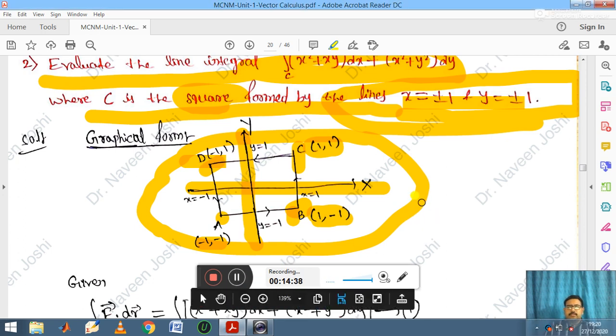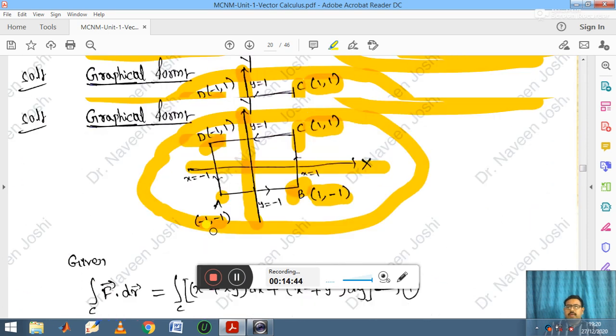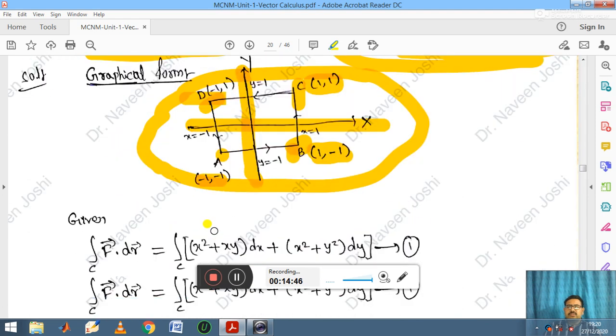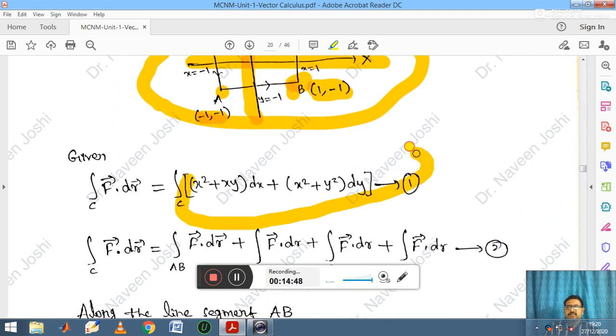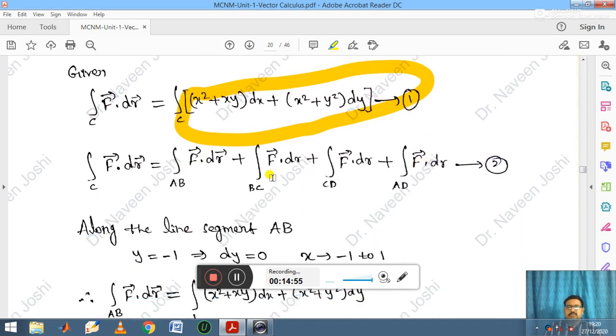Okay, let's see here. Let's use f dot dr. Okay, f dot dr means you write here the given function as it is. So f dot dr means this is the given expression. Then you break this integral into 4 parts, because your square contains 4 parts: along line integral AB, along line integral BC, along line integral CD and DA.